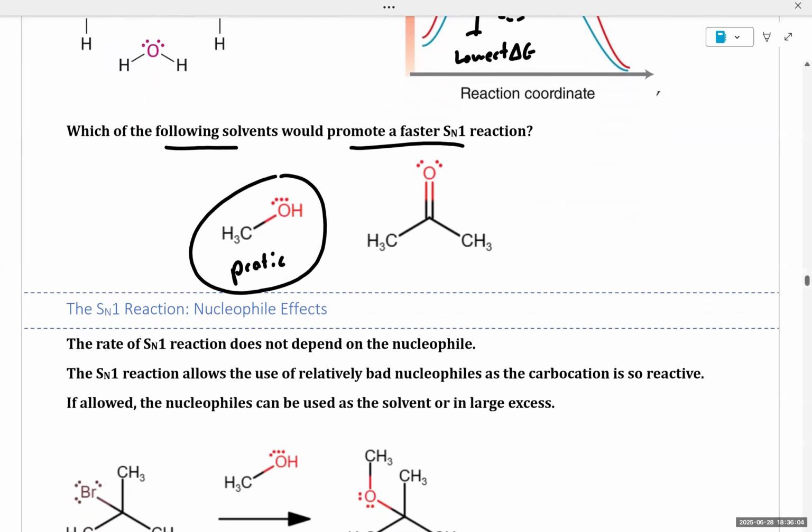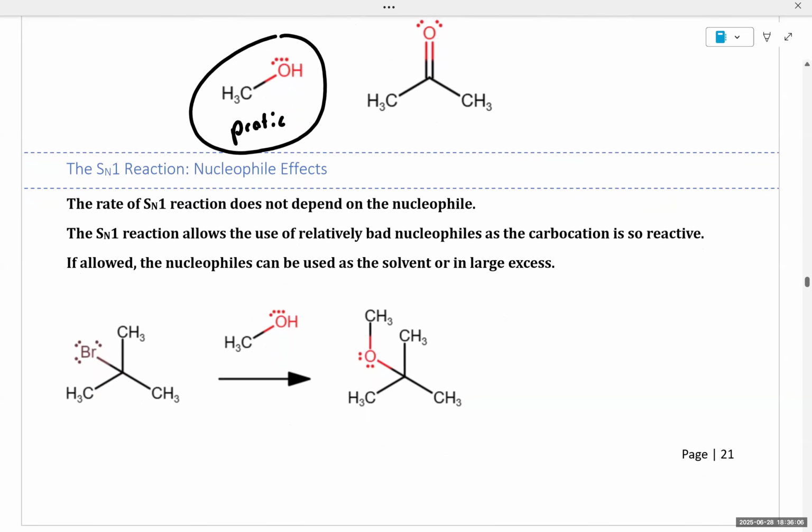Let's now talk about nucleophile effects for the SN1 reaction. As discussed, the rate-limiting step in the SN1 reaction does not involve the nucleophile, and as such, the rate of SN1 reaction does not depend on the nucleophile. One benefit of this is the SN1 reaction allows the use of relatively bad nucleophiles as the carbocation is so reactive. If allowed, nucleophiles can be used as the solvent or in large excess.